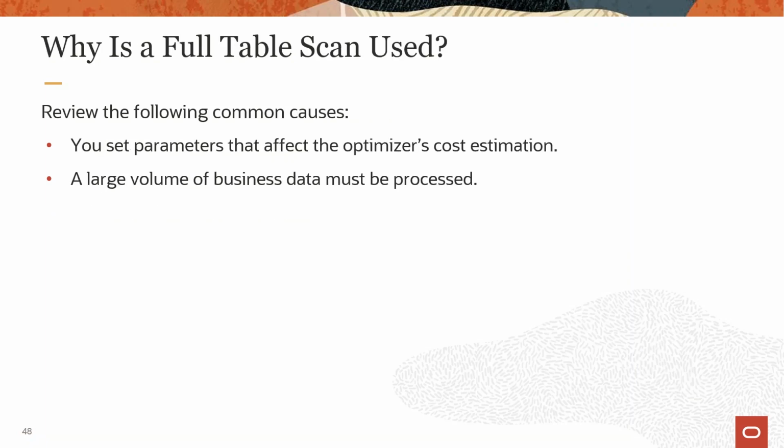Now, the first observation is, why is a full table scan used? Well, it can have some of the following common causes. You might have set parameters that affect the optimizer's cost estimation, and or a large volume of business data must be processed. That's whenever the optimizer calculates a low selectivity value. It means that the optimizer thinks that a vast amount of data is going to be retrieved.